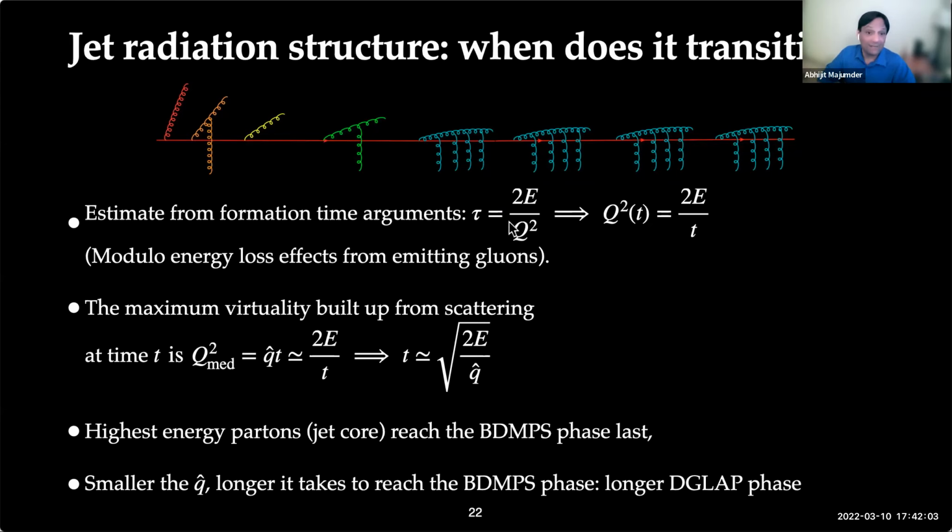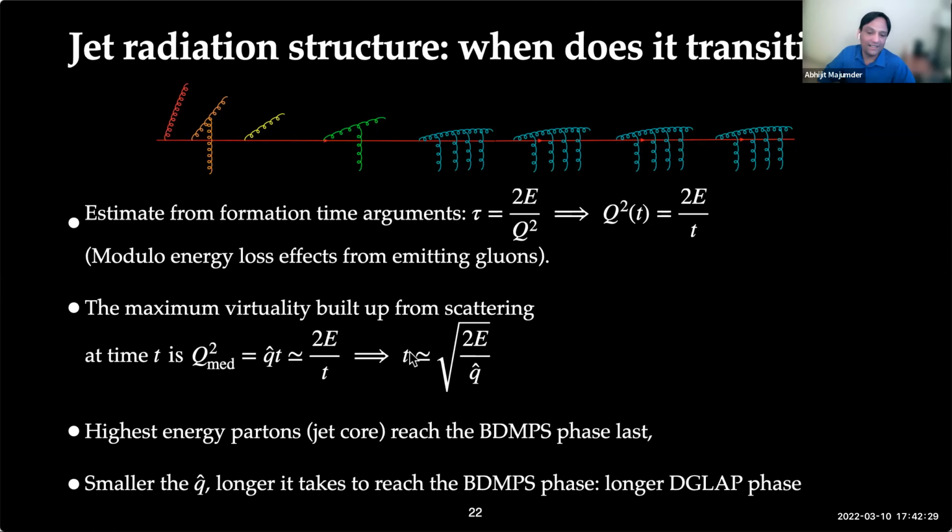And so you can estimate that by the same formulas that I just put down, that the time is 2 times the energy over the virtuality squared. And so if you ask what is the virtuality squared at a given time, it's about 2 times the energy over the time. Just flip this around. At any given time, the virtuality of a parton would be roughly given by this expression. And then you just equate it. You just equate the Q squared to be Q medium squared and work through it.